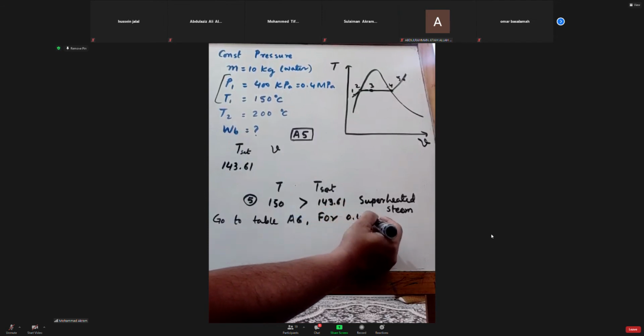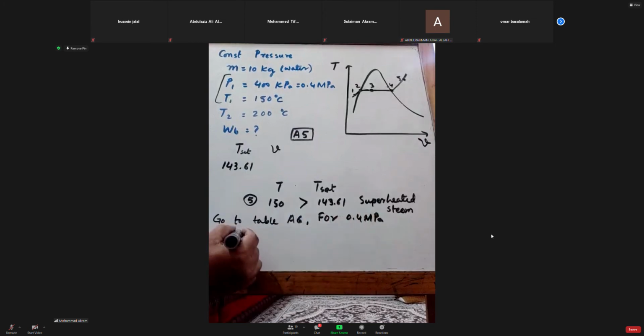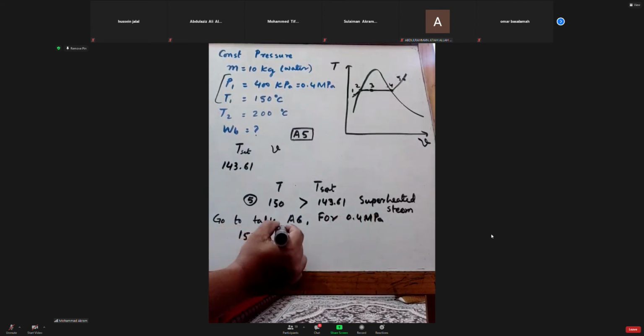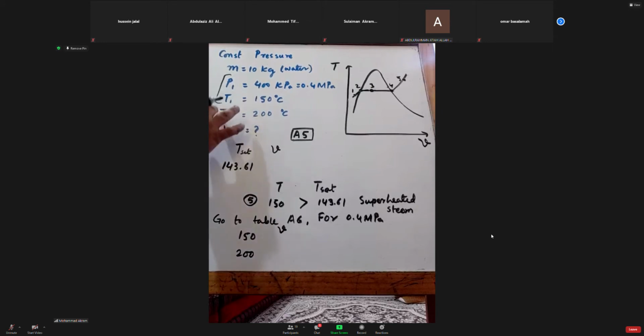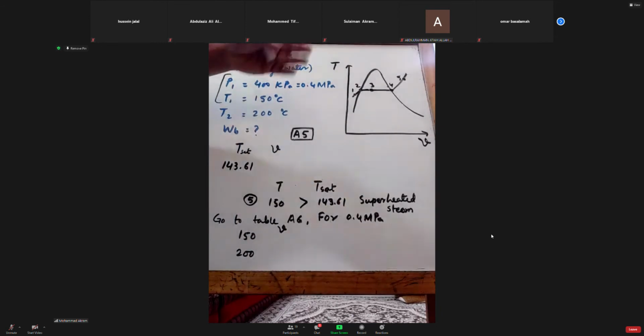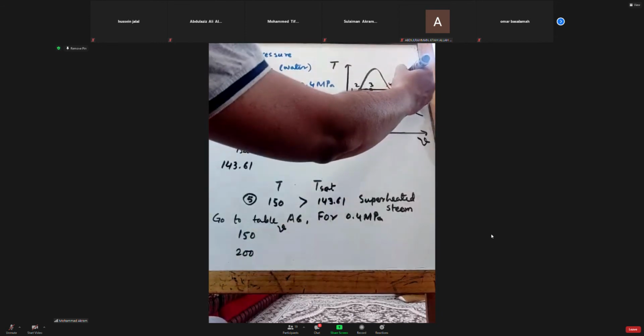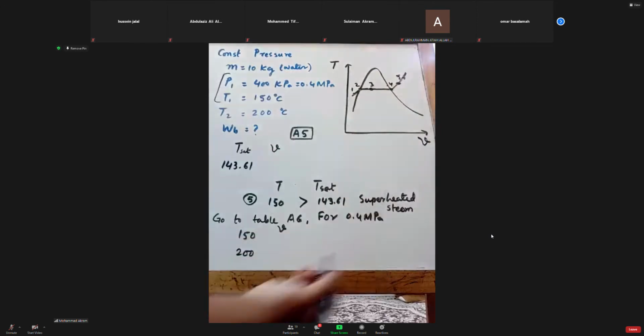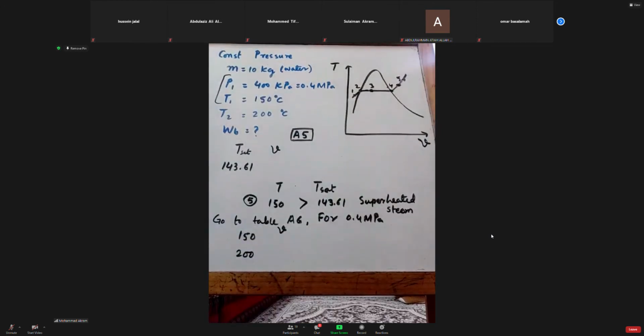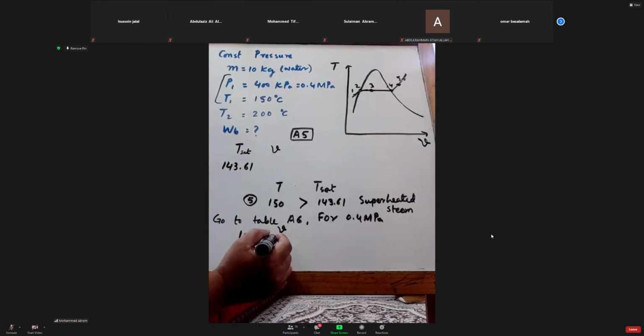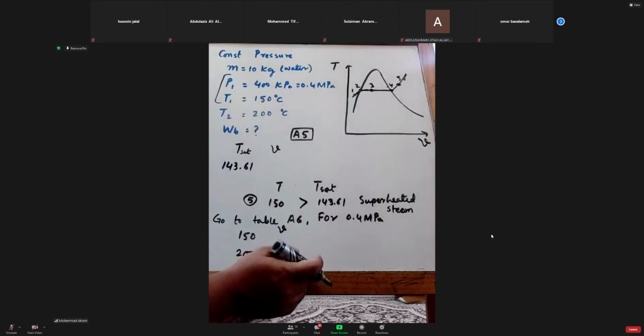For 0.4 megapascal, 150 degrees Celsius, how much is the specific volume? And then for 200, how much is the specific volume? Because we have been given T1 and T2. The temperature is increasing, so it will remain superheated, right? It is going from this place to this place, for example. The first column is the temperature, then the second column is the specific volume.